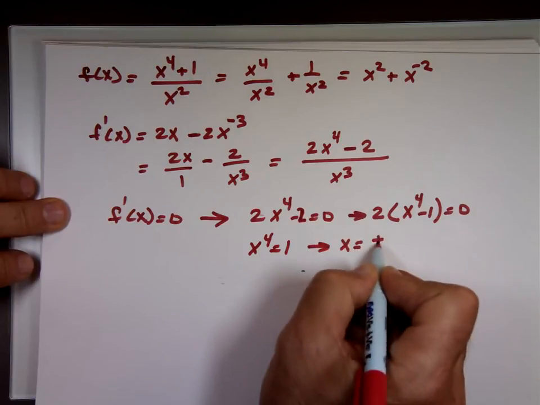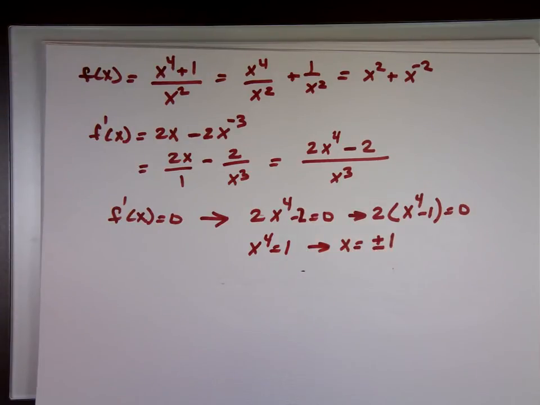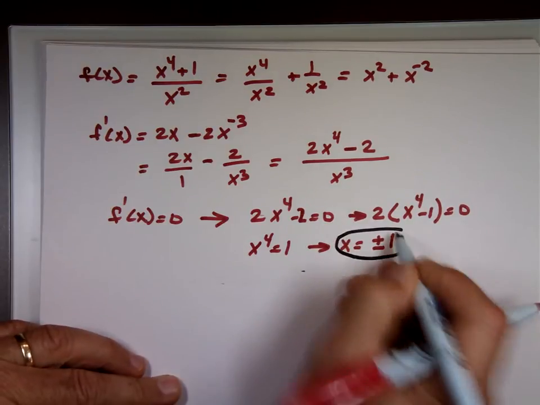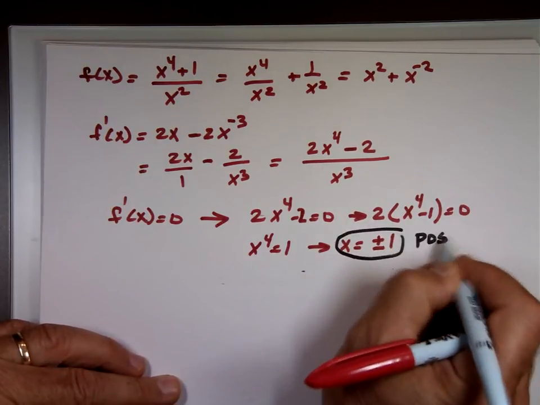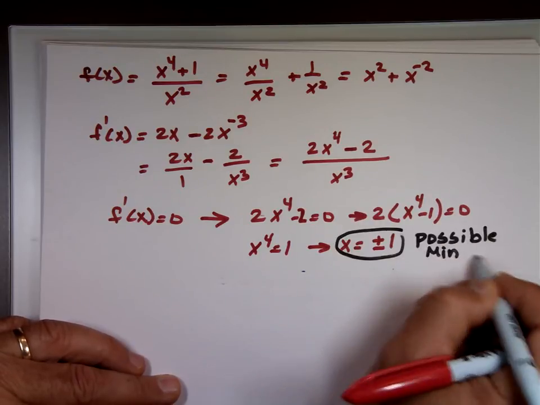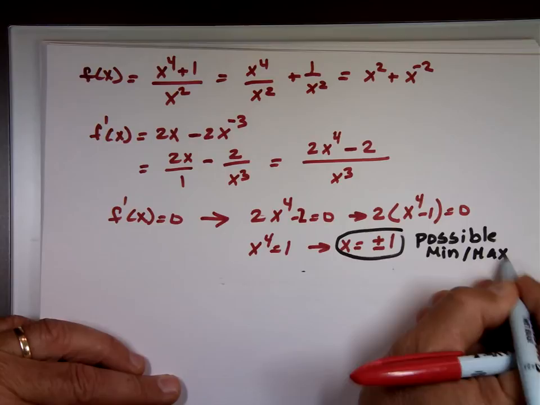What is 1 to the 4th power? 1. What's minus 1 to the 4th power? 1. So plus or minus. So there's two numbers here. These are your possible min-max. If you're going to have a min or a max, they're going to be there. Or where the derivative is undefined.